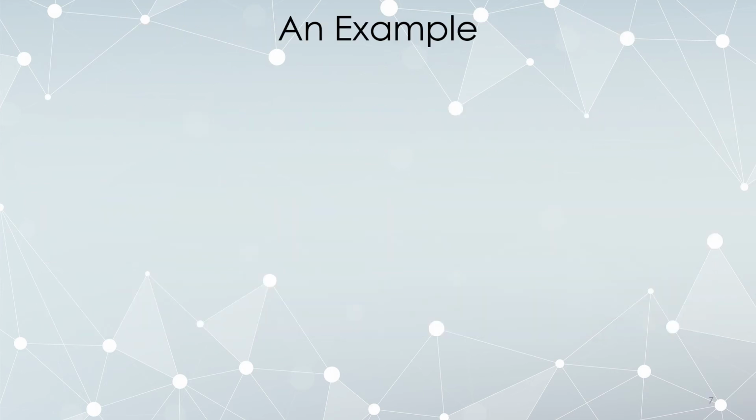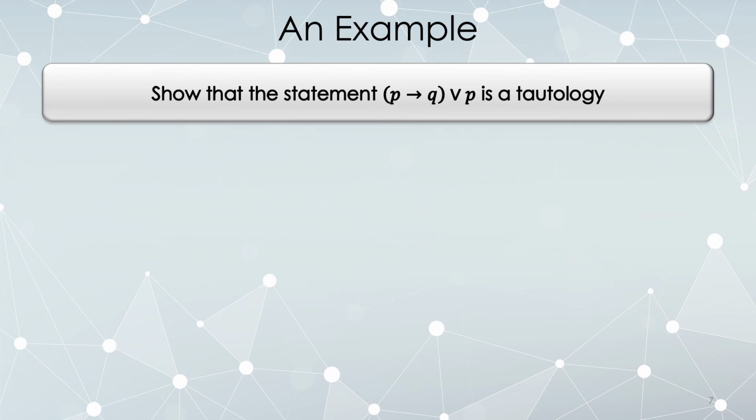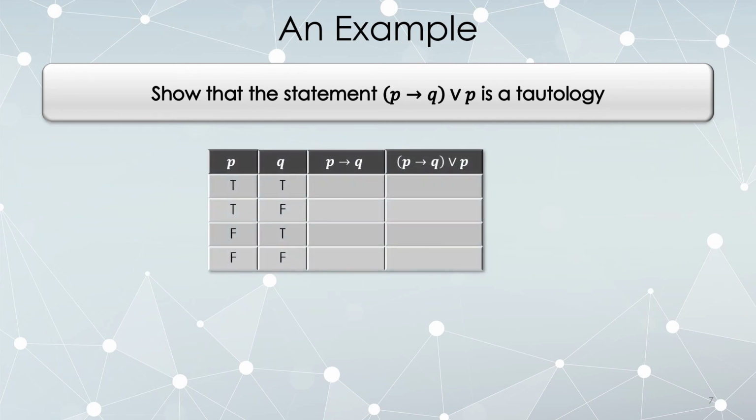Let's take a look at an example. We're going to show that this statement, P implies Q, or P, is a tautology. Well, how do I show a statement is a tautology? We build its truth table. So it's got 2 literals, P and Q. So I start with that, and I need 4 rows, and here are the 4 distinct possibilities. One step at a time, I can form the conditional statement, and then I can do a disjunction of this column and the first column, P. Well, if we go ahead and fill it in: true hypothesis, true conclusion; true hypothesis, false conclusion; false hypothesis, vacuously true; false hypothesis, vacuously true.